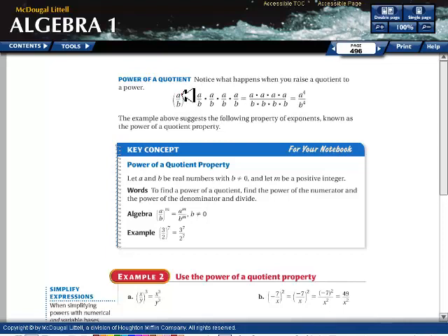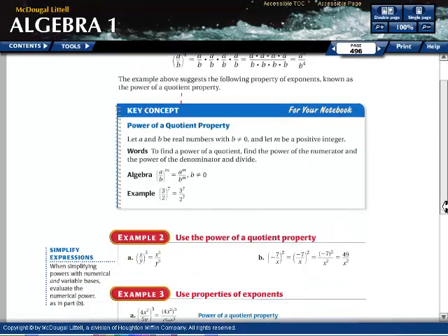You don't see a power here on either one of those, so you assume it's a 1. So you've got a to the 1st to the 4th power, 4 of them. B to the 1st, again, this is also taken to the 4th power, so you have 4 of them. A to the 4th over B to the 4th, those are not like bases, so you can't subtract anymore, so that would be your answer for that one. Let's try example 2.